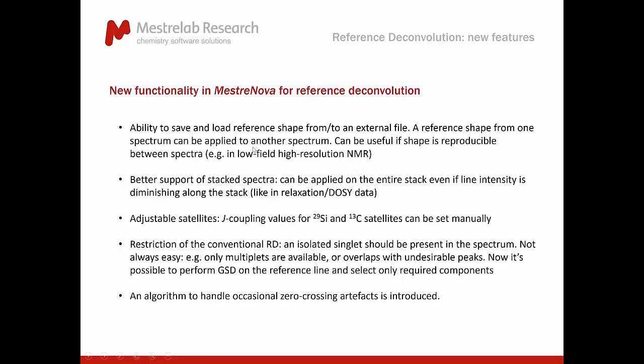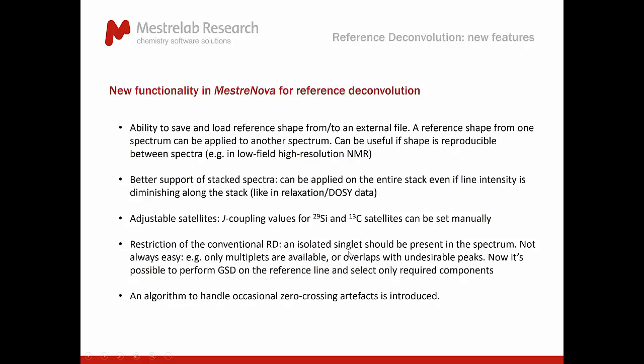You can do it with the new algorithm we have for reference deconvolution. There is better support for stacked spectra, for DOSY spectra for example, which is very important in this particular discussion. You simply can select the most intensive line from the first spectrum, when there is no decay yet, and this line will be applied to all spectra. Something else is adjustable satellite positions, so J coupling can be adjusted.